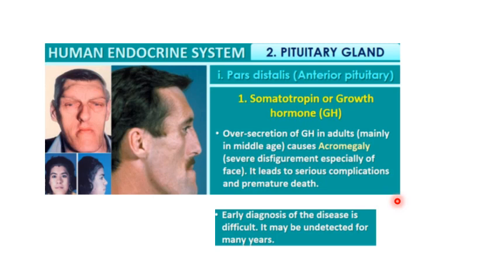Oversecretion of the growth hormone in adults, mainly in middle age, causes acromegaly, that is a severe disfigurement, especially of the face, as you can see in the picture. This leads to severe complications and premature death. Early diagnosis of this disease is very difficult. It may be undetected for many years.